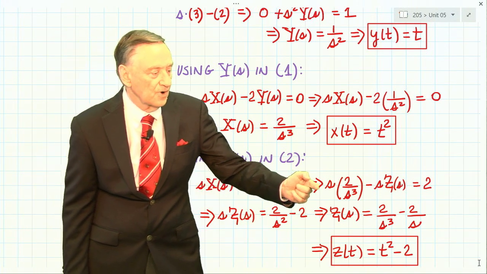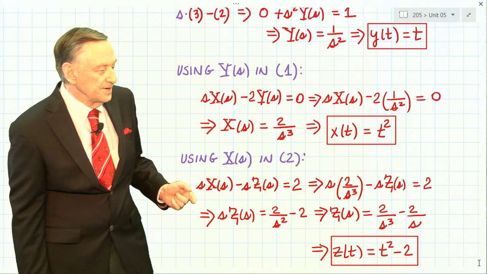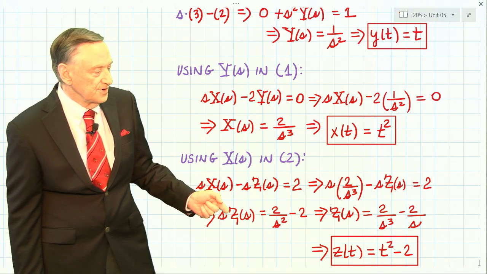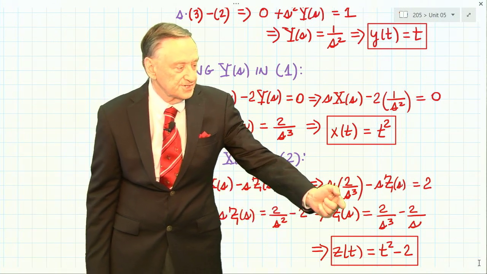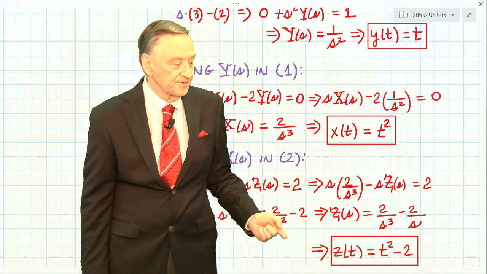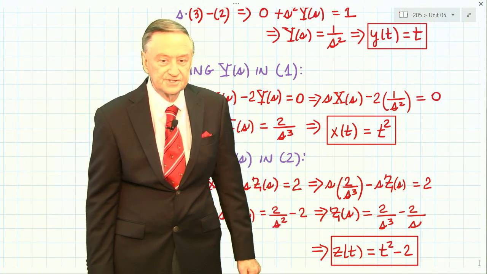we have the form that you see right here. And that gives us this, if we divide through by s, this form that you see right here. We can solve that for z and get z of t is t squared minus 2.